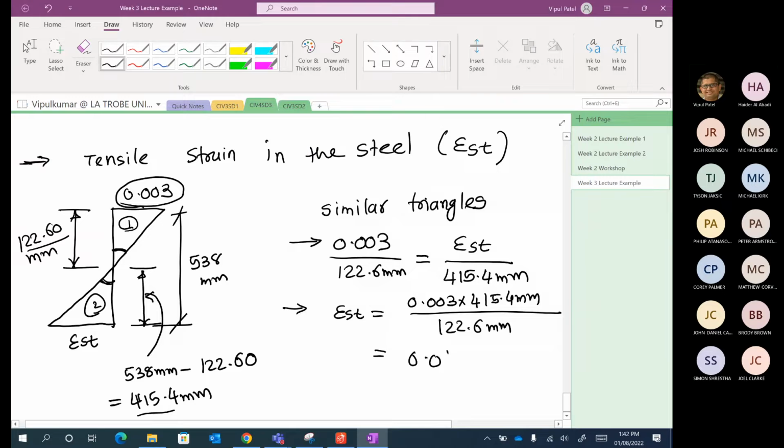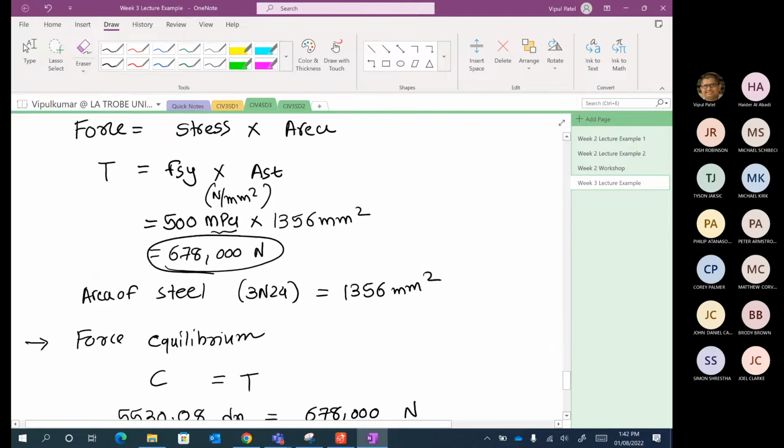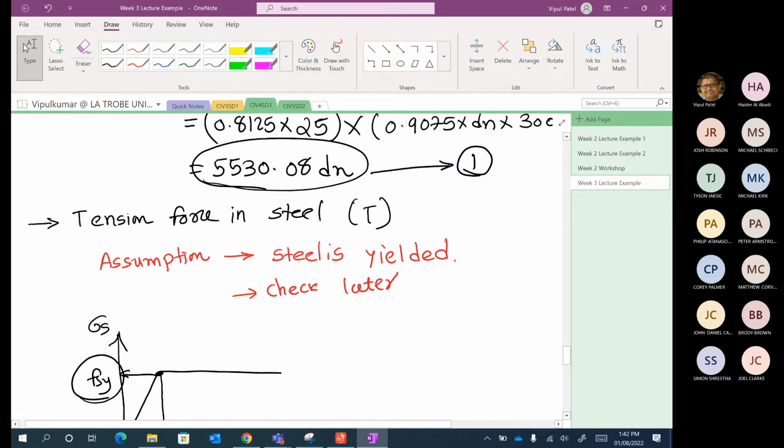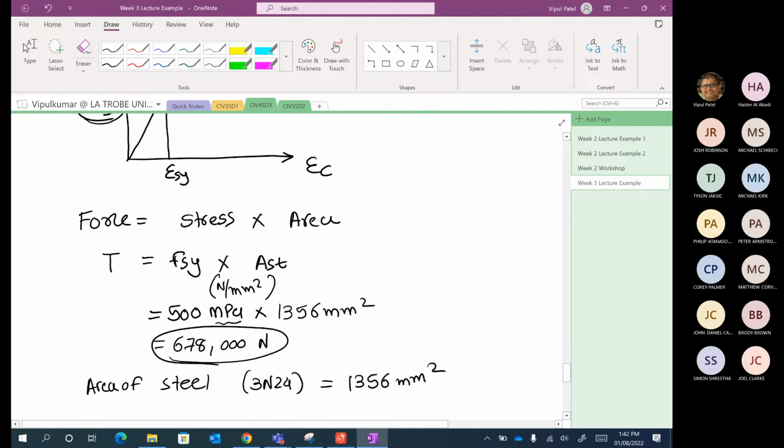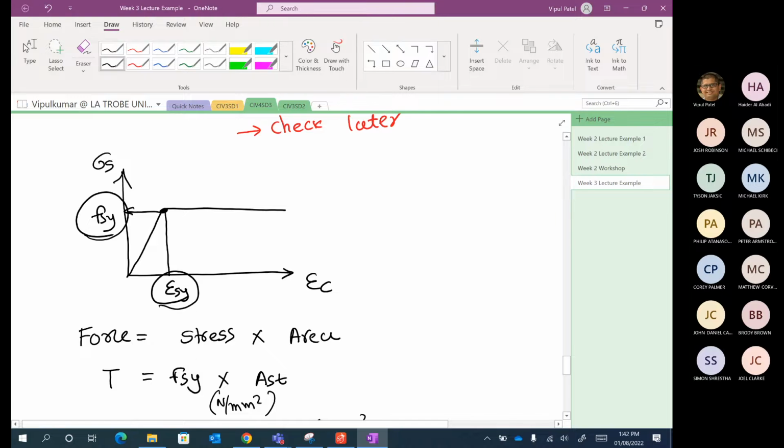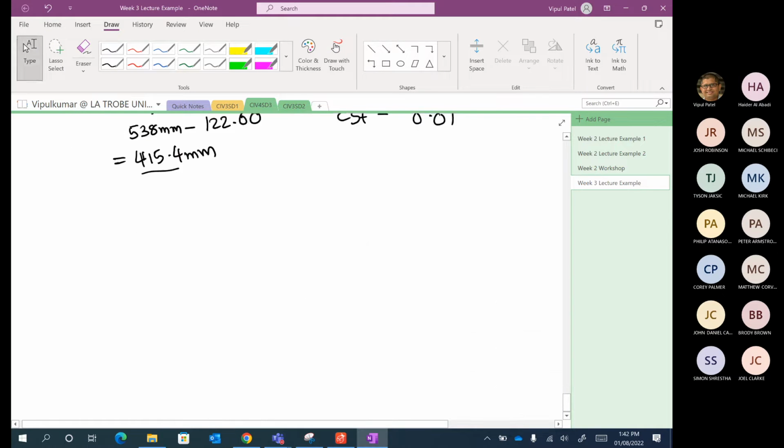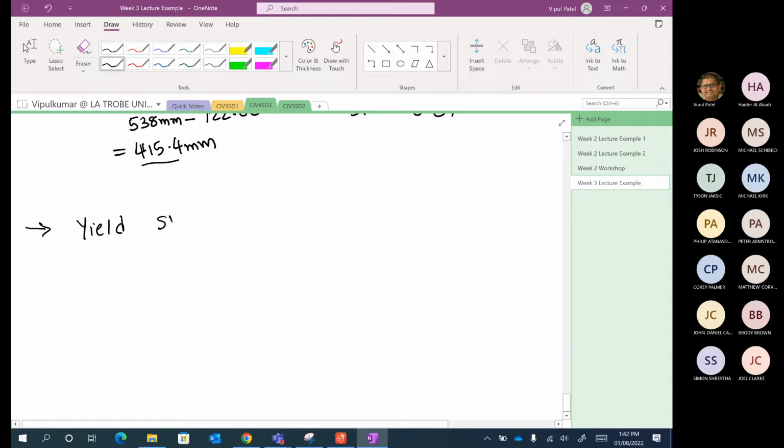So 0.01 is a strain in the steel. Now you remember that we made the assumption that steel is yielded. So we can calculate the yield strain and check whether the steel is yielded or not. Now we need to calculate the yield strain of steel.